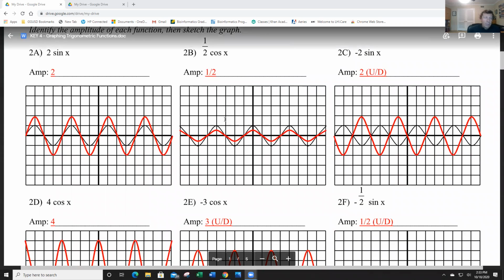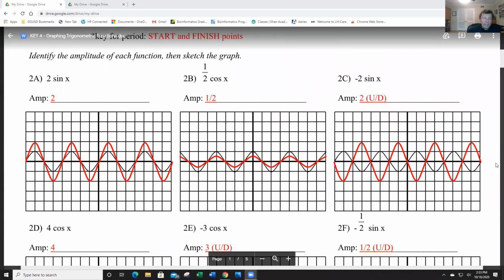So I'm going to ask you for the amplitude of each function and sketch the graph. Now, as you can see, I have the answer key done, and I'm going to show you some features of what I've done to help you, okay? The black line that you see on this problem, and on this problem, is the basic sine and or cosine function, depending on which one you're doing, for each graph. We just did that above.